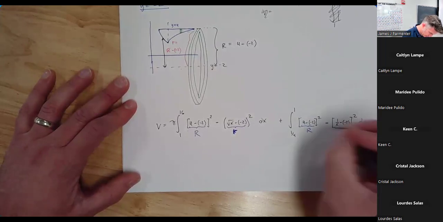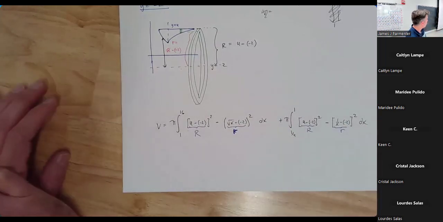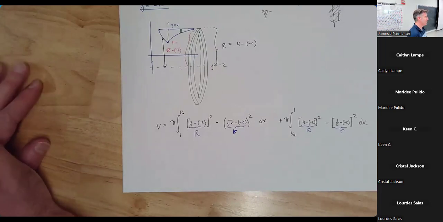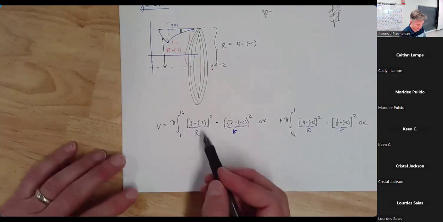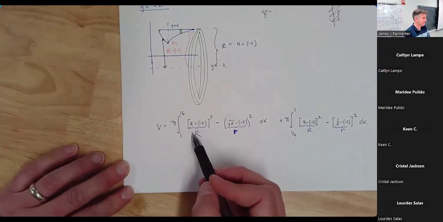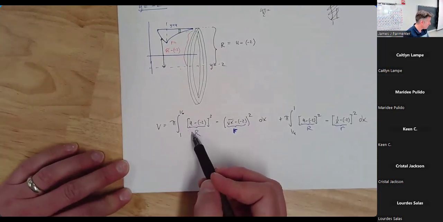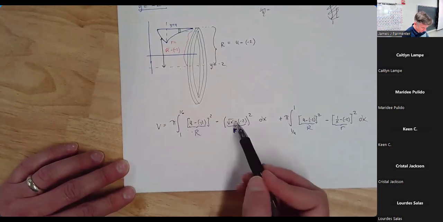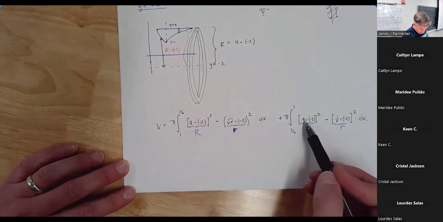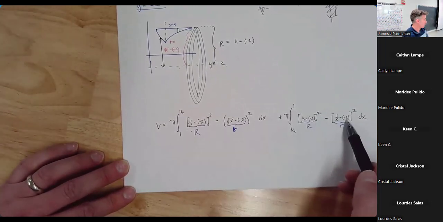Don't forget the dx and the pi. Yes, I'm aware that 4 minus minus 2 is equal to 6. But I'm writing it this way to emphasize the fact that the radius is the difference between the function and the axis of rotation. In each of these cases, function minus axis of rotation, function minus axis of rotation, function minus axis of rotation, function minus axis of rotation.